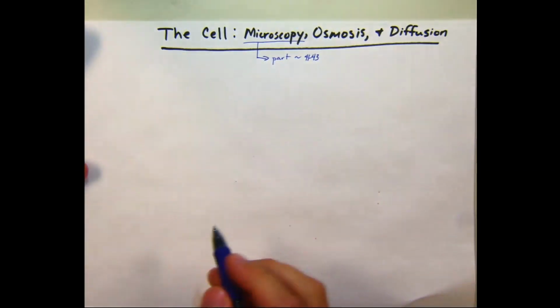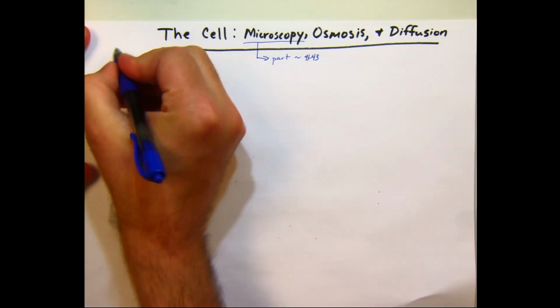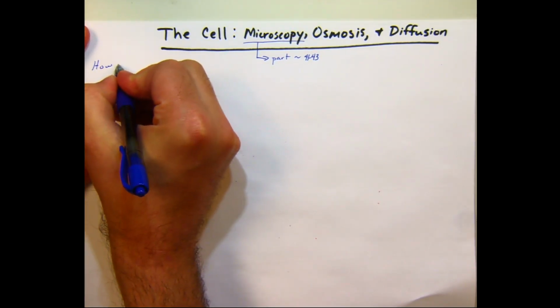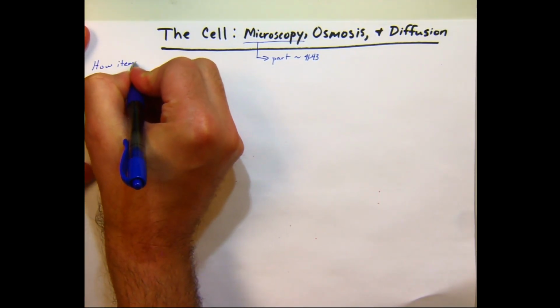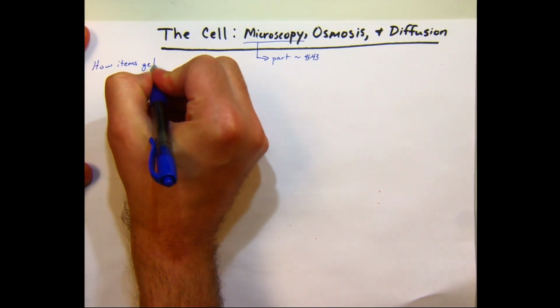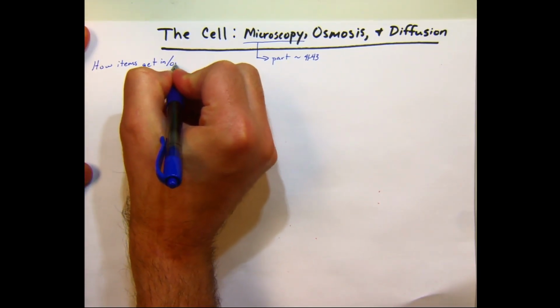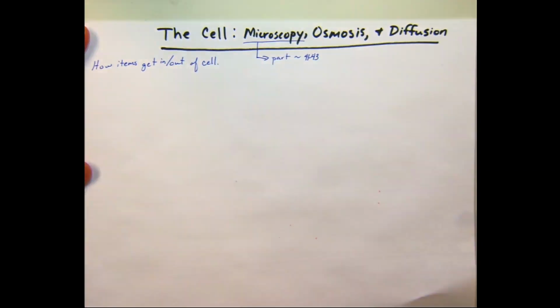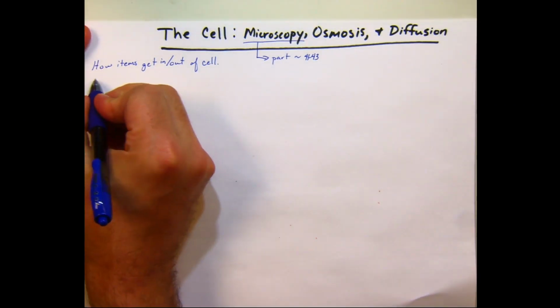But with osmosis and diffusion, we are discussing how items get in and out of a cell. It's kind of a big deal. Our body needs to take in things and get rid of other items.